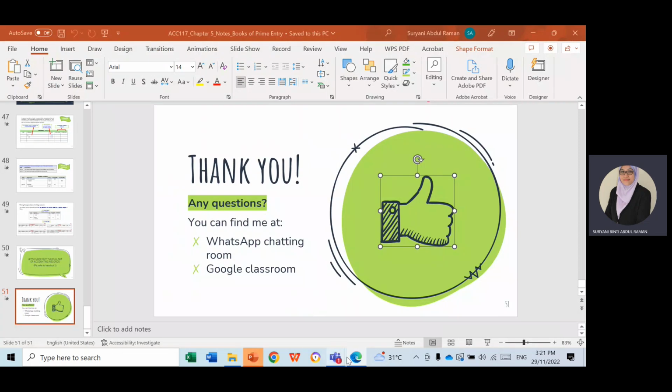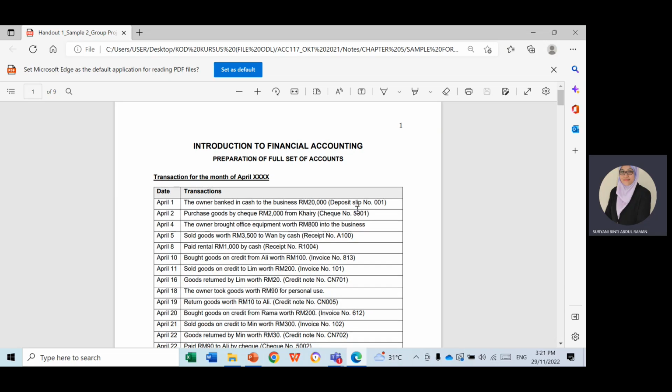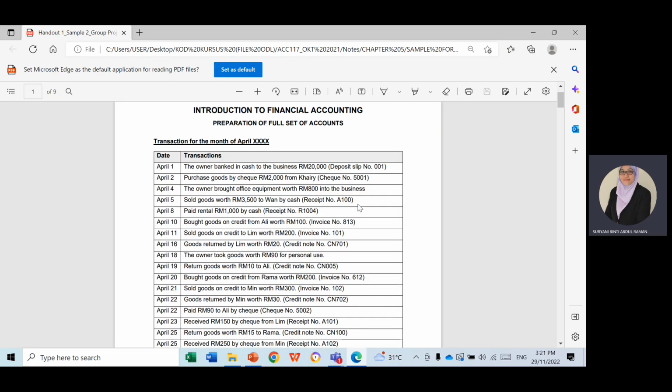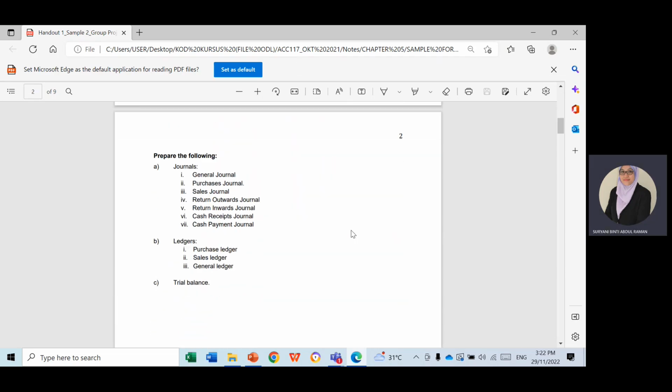Okay, so these are the full sets of transactions that I have compiled based on the example that we have discussed in the previous slide. The transactions start from 1st April until 30th April. These are all the transactions that we have discussed in the preparation of the journal in the previous slide. So what you need to do is that you are required to prepare the following records.